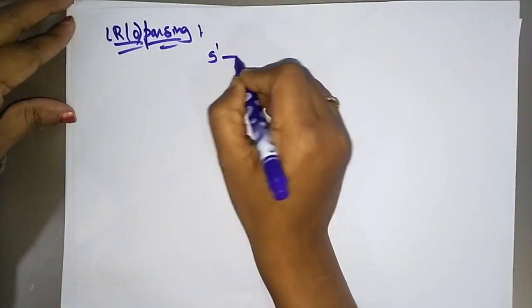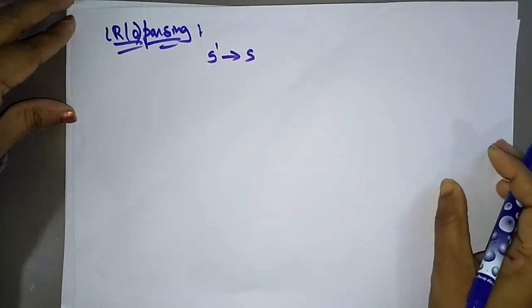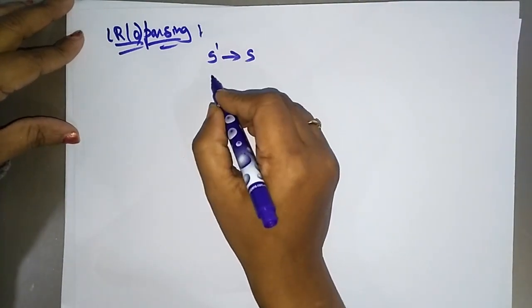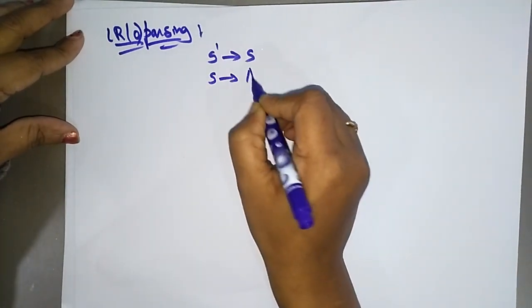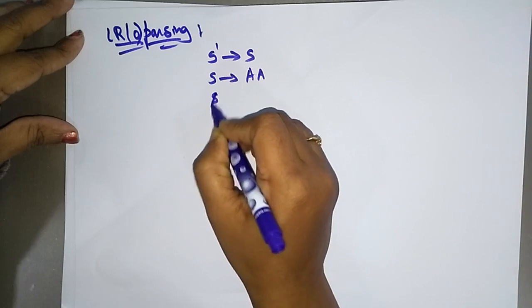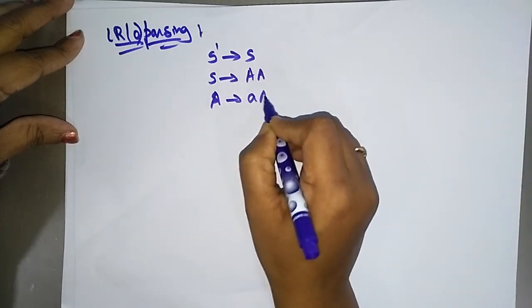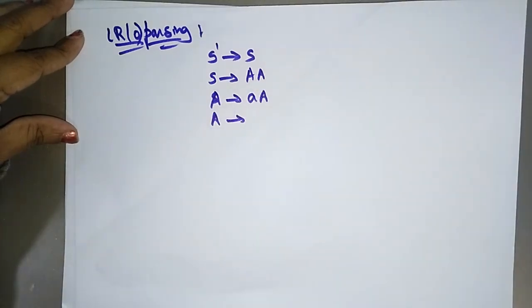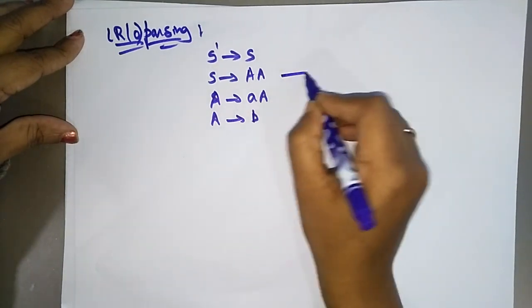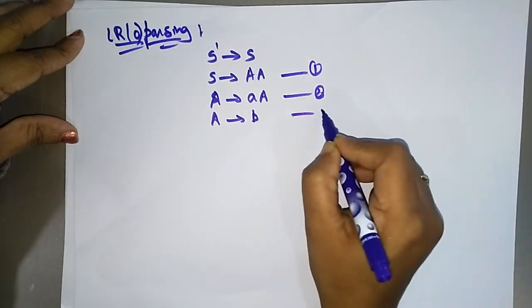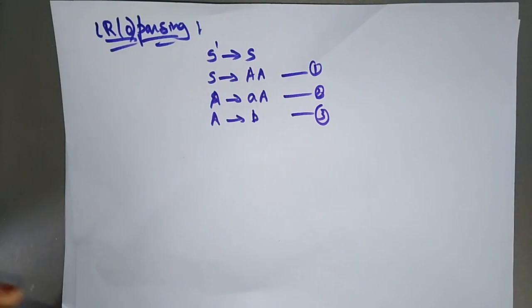What is the grammar? S' tends to S, which is an augmented grammar, and S tends to AA, and A determines B. Okay, this is numbered as 1, 2, 3. Okay, so far what we completed.